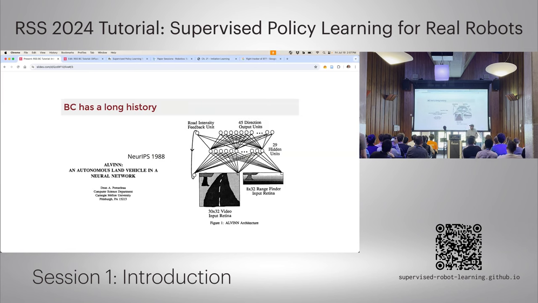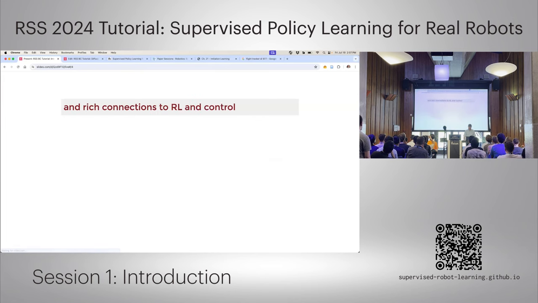Of course, it has a long history. You could pick your favorite place to credit first, but certainly ALVINN was one of the earliest examples of doing end-to-end driving with a neural network, directly trained from pixels, roughly pixels to torque. So we shouldn't think of this as something that just happened. We should think of this as an old idea.